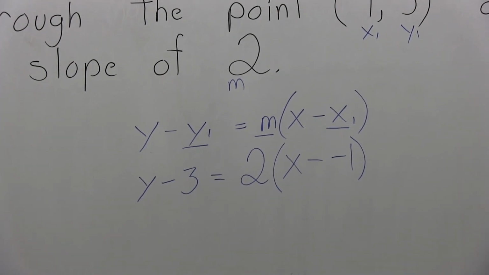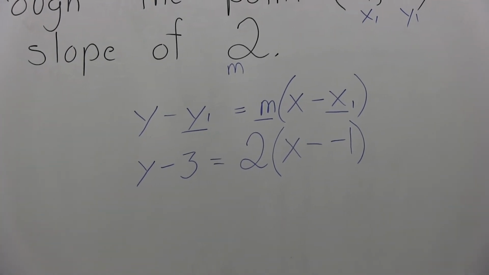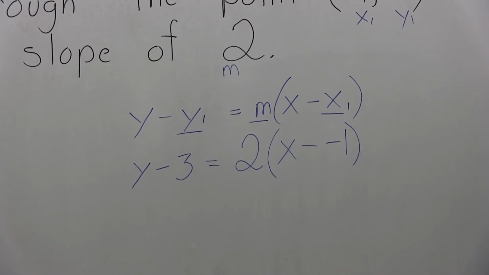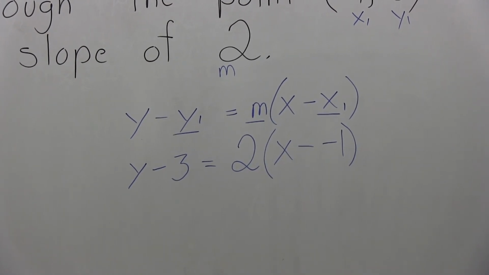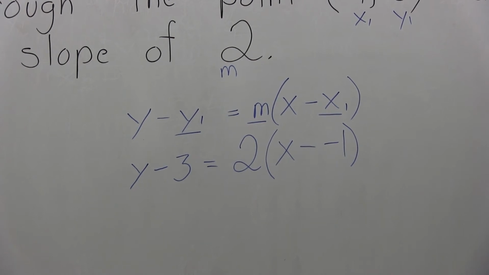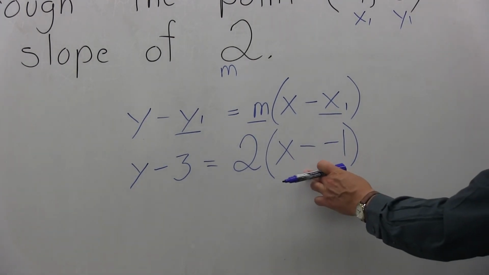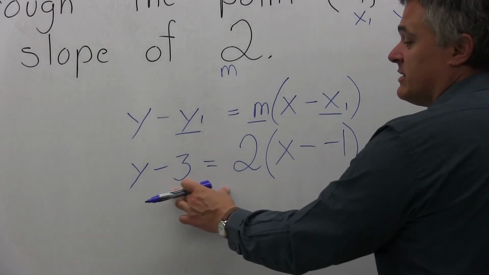It's not in its simplest form yet. A lot of books will ask you typically to put it in y equals mx plus b form. In other words, solve it for y. So I'll go ahead and take that through to the end. But this is the equation of the line now. It's not in its most simplified form.